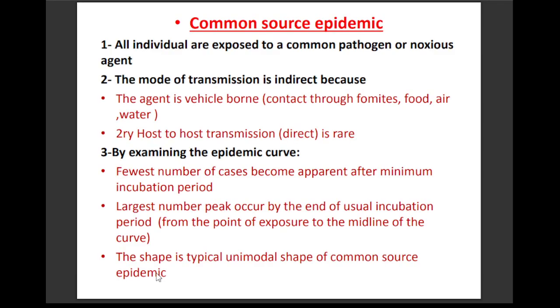Common source epidemic means all the individuals are exposed to a common pathogen or noxious agent all of a sudden. The common mode of transmission is indirect. It can be vehicle borne, say through contact with infected vomit, food, air, water, or any source. Even secondary host to host transmission can be seen in that case. Direct, person to person contact is very rare in a common source epidemic.